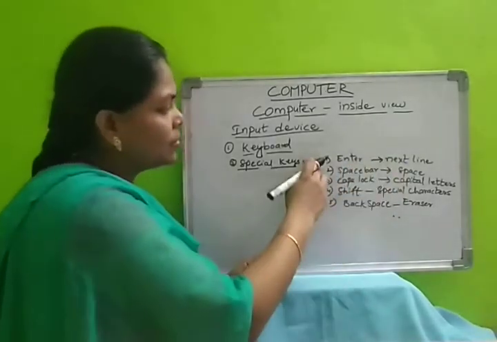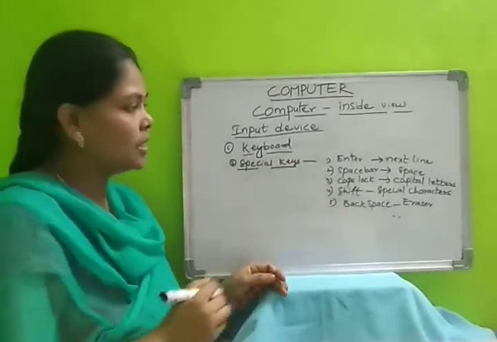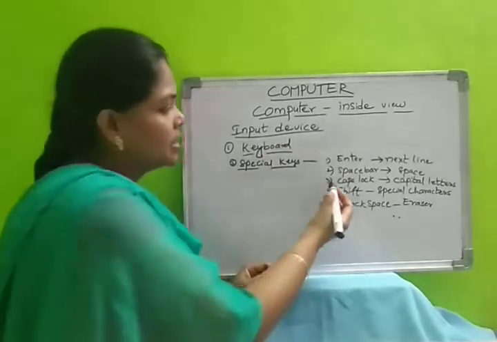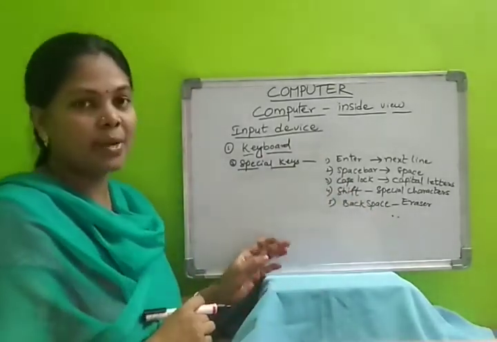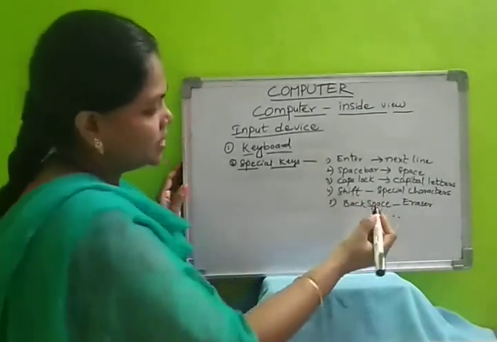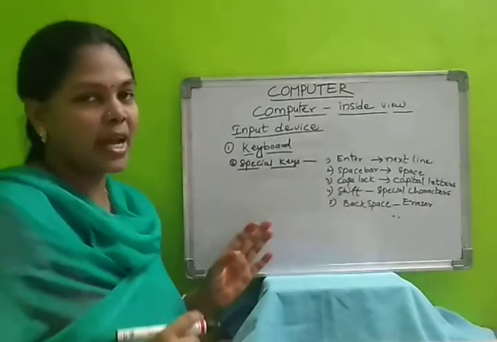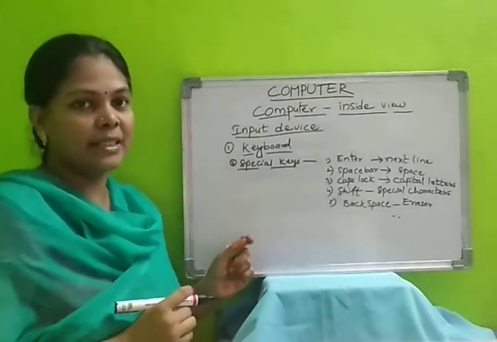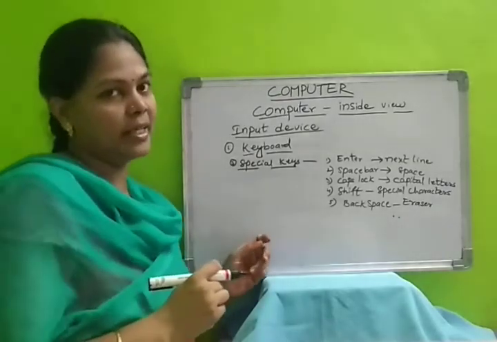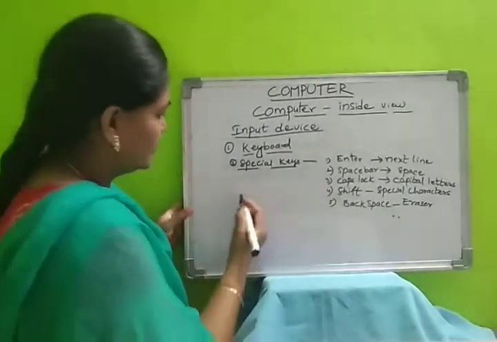Enter key, to go to new line or next line. Space bar, to give space between the words or letters or between numbers. Third one is the caps lock key. To type capital letters we use this caps lock key. Fourth one is the shift key, to type special characters. Fifth one, backspace key. It works like an eraser. If you make any mistakes, then you can erase and you can write it again. Isn't it? So one more delete key is also there.